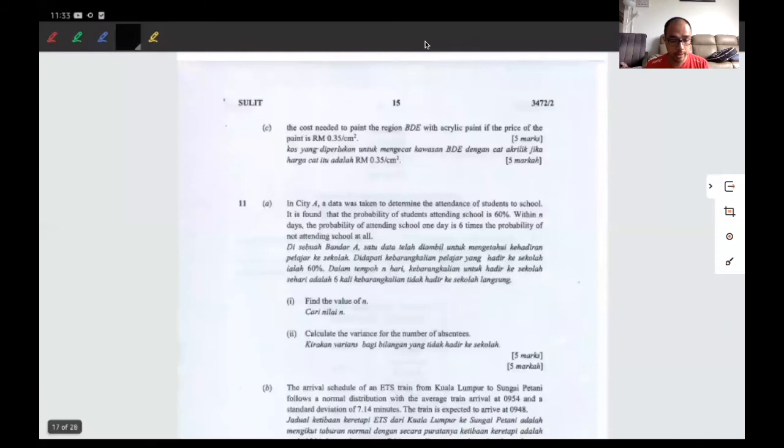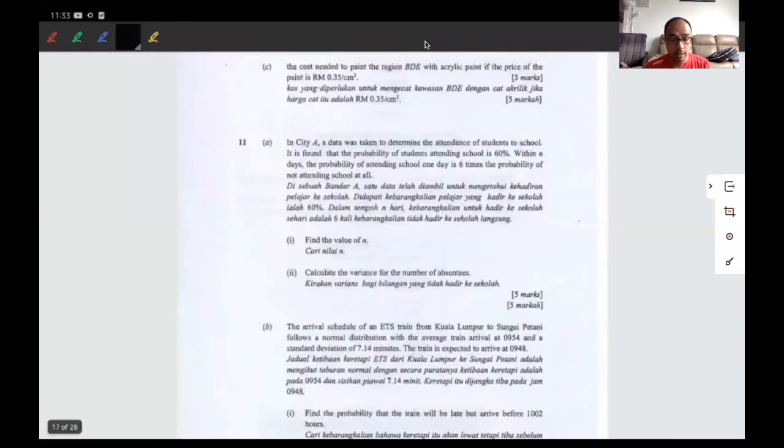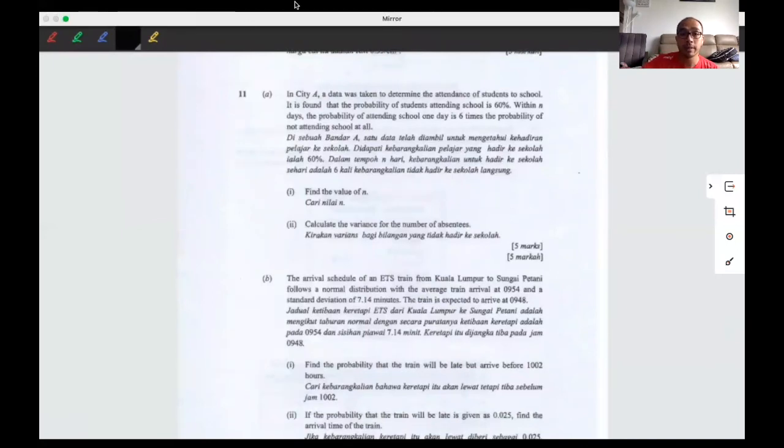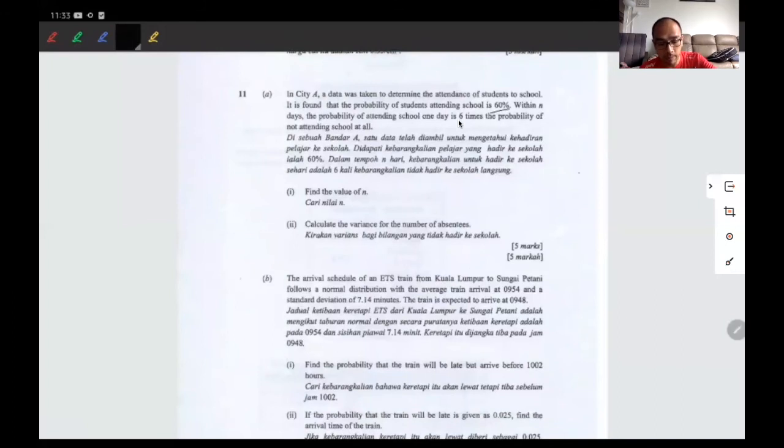All right. This is probability distribution. In CTA, data was taken to determine the attendance of students to school. It is found that the probability of students attending school is 60%. So this is 0.6. Whenever you see 60%, immediately change it to this one. So P equals 0.6, assuming that P is students attending school. Within n number of days, the probability of attending school one day is 6 times. So this is R. 6 times the probability of not attending the school at all.